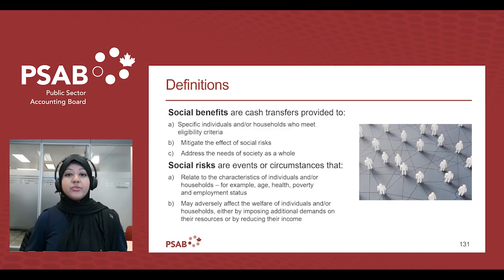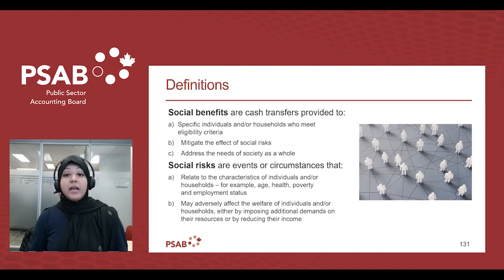Social risks relate to the characteristics of individuals and/or households, for example, age, health, poverty, and employment status. The nature of a social risk is that it relates directly to the characteristic of an individual and/or household. The circumstances that lead to an unplanned or undesired event arise from the characteristic of individuals and/or households. This distinguishes social risks from other risks, where the circumstances that lead to unplanned or undesired events arise from something other than a characteristic of an individual or household.